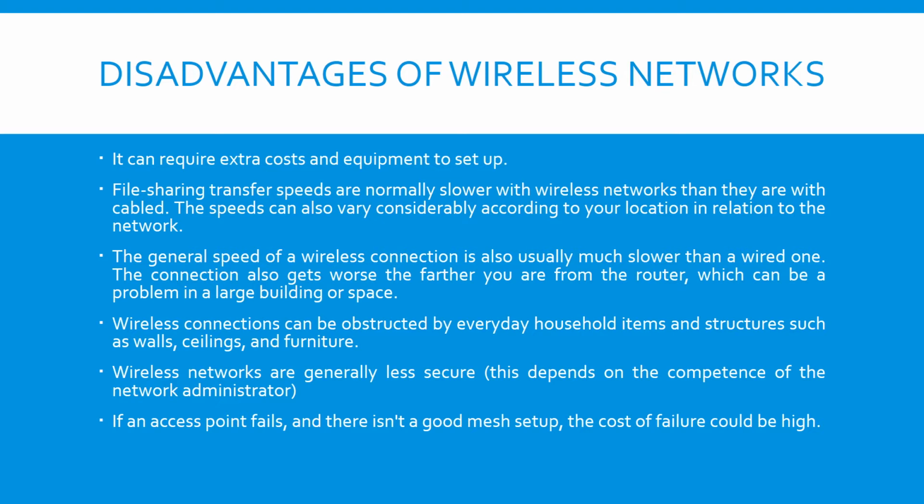Now, if an access point fails and there isn't a good mesh setup, the cost of failure could be high. If the network is a type of network in which the nodes are dependent on other nodes, that means it does not have a mesh type of network, then if some node fails, it may shut down the whole of the network.